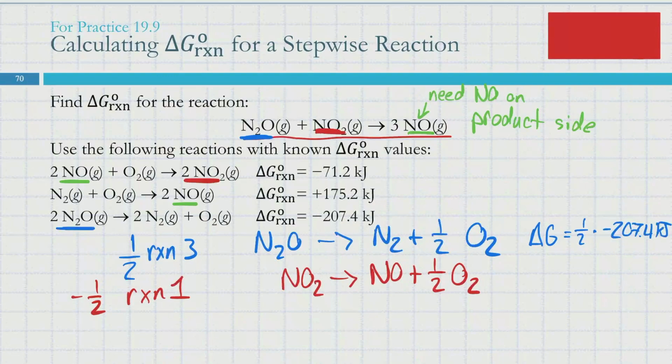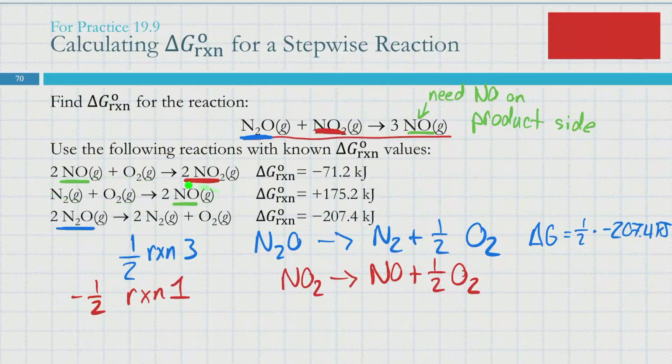How are we tracking so far? So we've got our reactants side, right? We've got our N2O from our reaction 3 that we moved here, and we've got our NO2 from our reaction 1 that we moved here. On the product side, we're going to have an NO, an N2, and an O2.